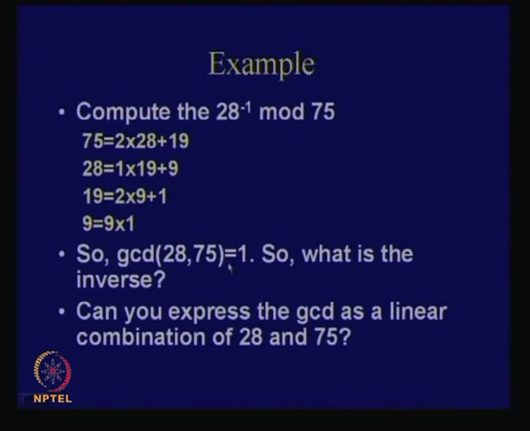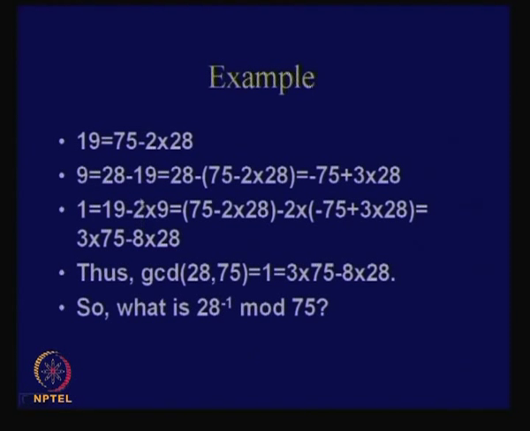So, if I take a modulo with this corresponding 75, then whatever element I get on the right hand side, the element with which I am multiplying 28 to get back 1 is the multiplicative inverse of 28. Okay. So, this is what I did. So, therefore, the answer is actually minus 8 mod 75 equal to 67.